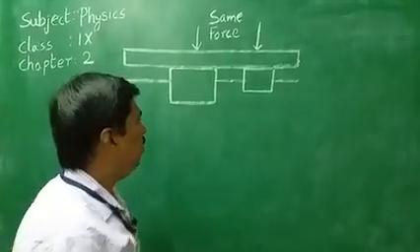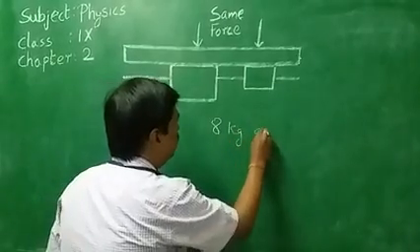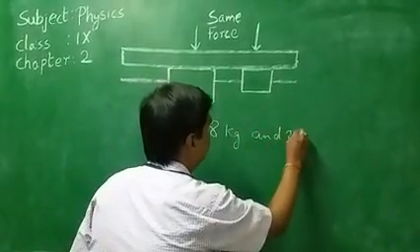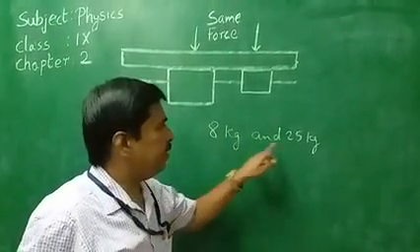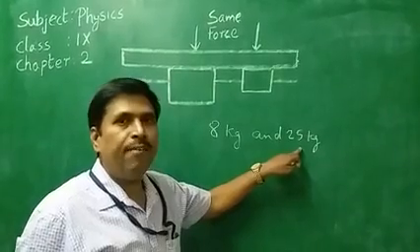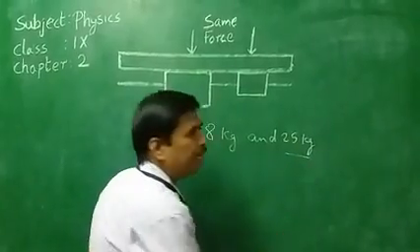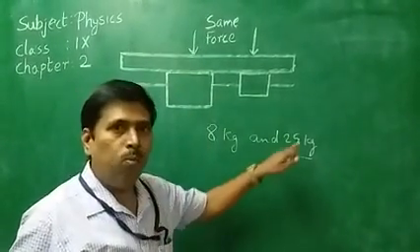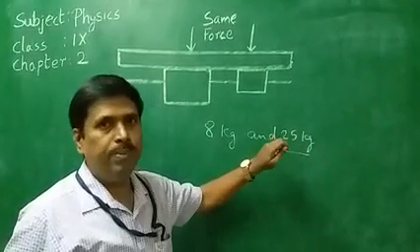Suppose we have an 8 kg object and a 25 kg object. So, we have two spheres, one of 8 kgs, another of 25 kgs. Which has more inertia? The 25 kgs sphere will have more inertia, because it has more mass. So, inertia depends upon the mass of the object.